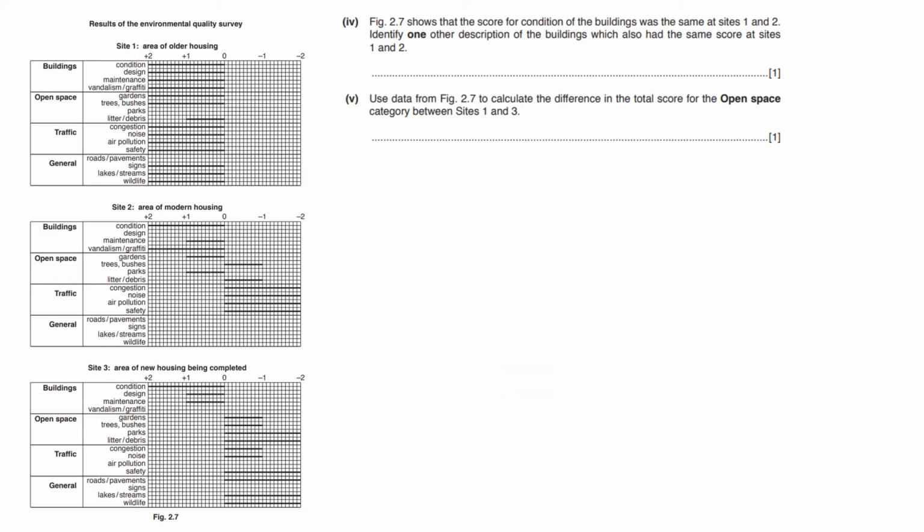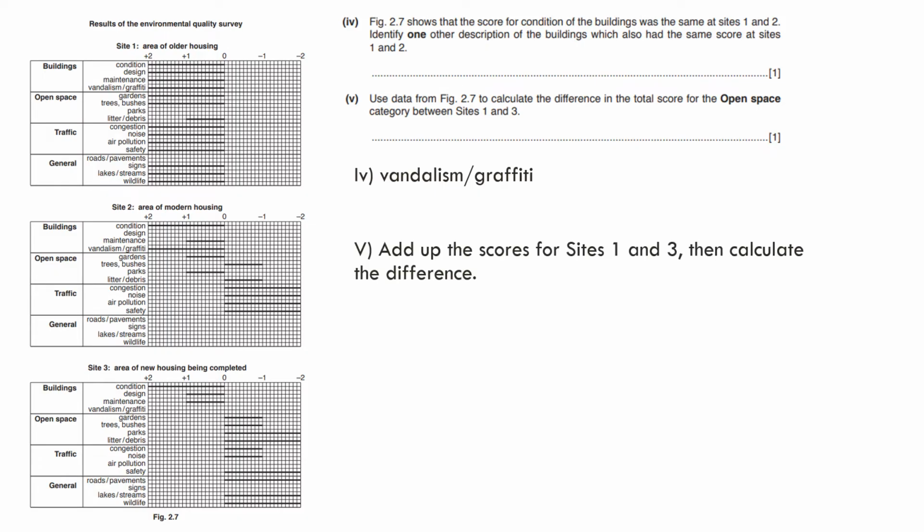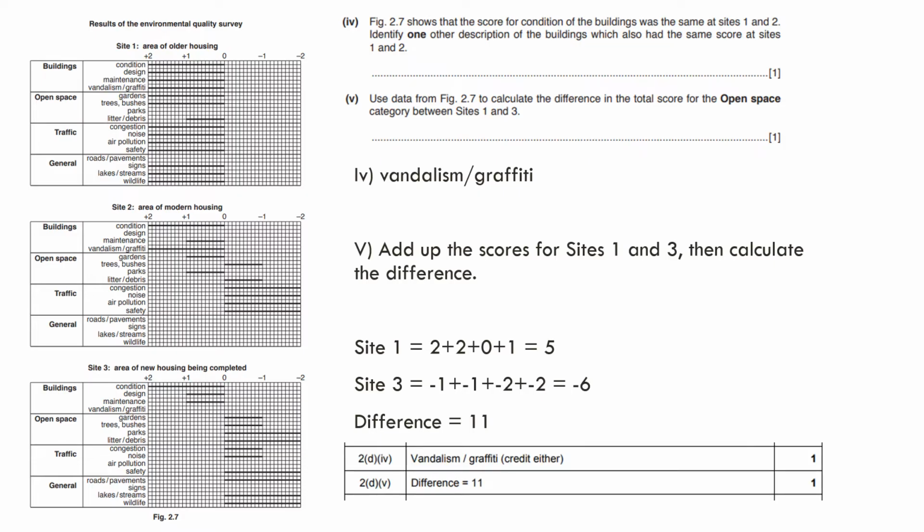Sometimes the questions might ask you to do a little bit of interpretation of the data. So here, for the first question, I need to look at sites 1 and 2 and work out which description of the buildings had the same scores. So in this case, it'd be vandalism and graffiti. Double check, please, if you're unsure. And then add up the scores. You need to calculate the total score difference for open space between sites 1 and 3. So to do that, I need to work out the total score, because that's what the question tells me. So I need to add up all of the values that have been scored, rated. I did it for sites 1 and 3. So we've got 5 and minus 6, and I work out the difference between the two, and that gives me the answer of 11. So when looking at the mark scheme, these are all correct.